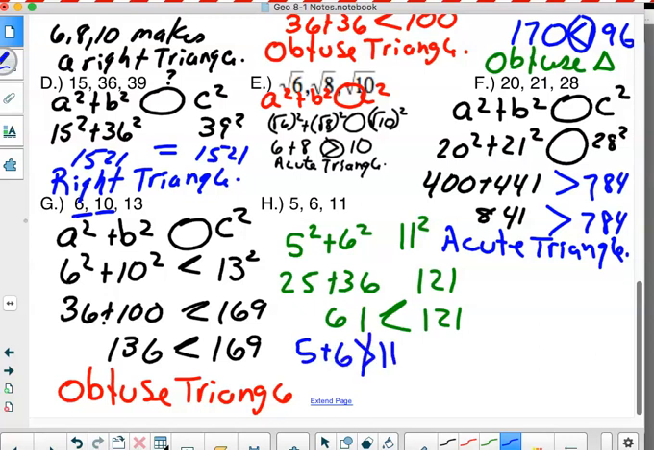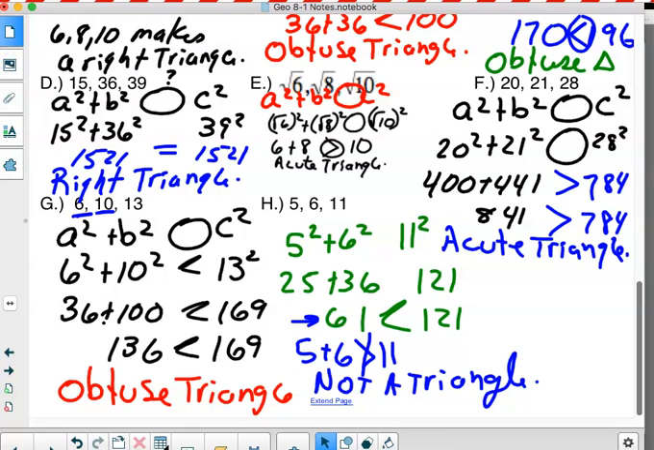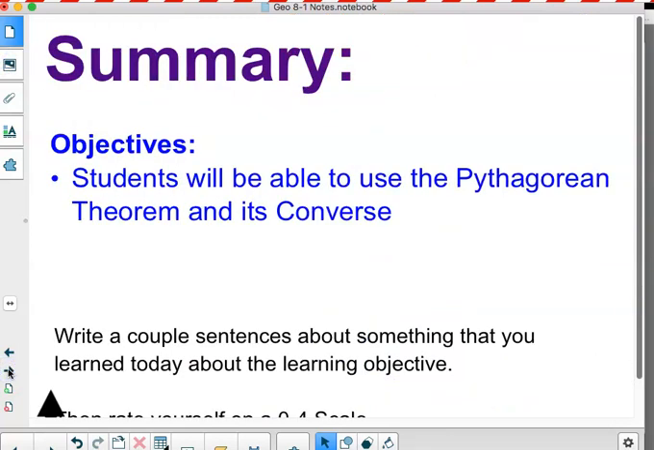That's not true. So not a triangle. And this will happen all the time, folks. When it evaluates as obtuse, the two smaller sides can't reach the longest side to be a triangle at all. So you got to make sure you're careful and double check. Okay, not a triangle. And we slide on, and our summary today.